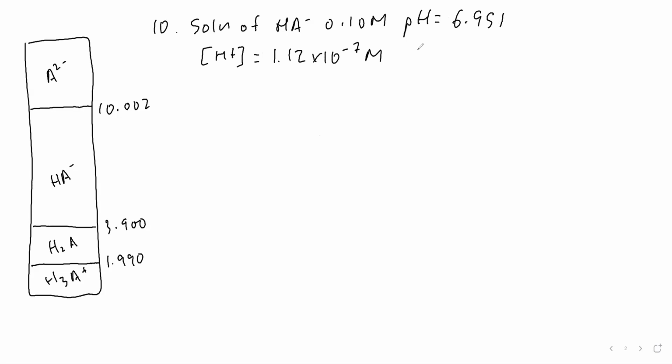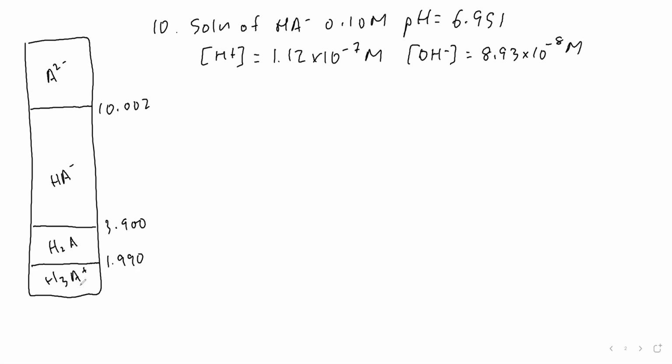And if we needed it, we won't use it for any more calculations, but it says to calculate everything. So hydroxide here gives us 8.93 times 10 to the minus 8th molar. That's using Kw.